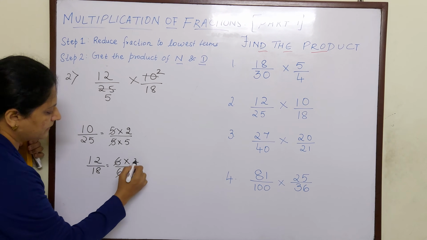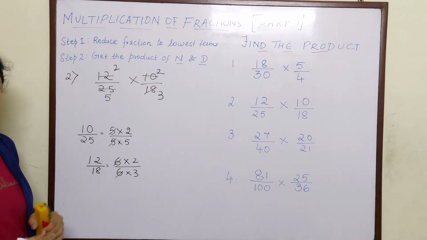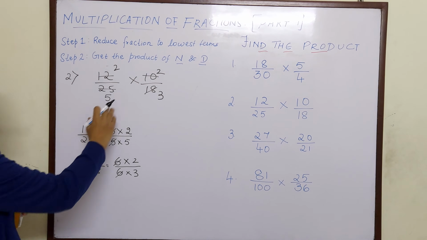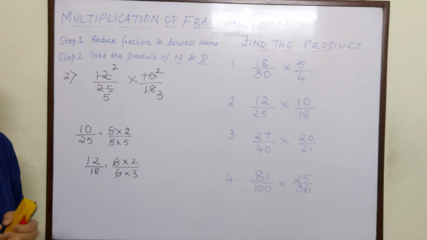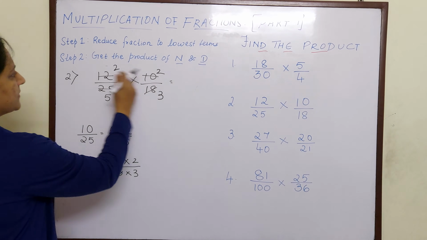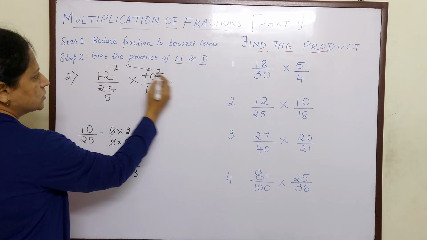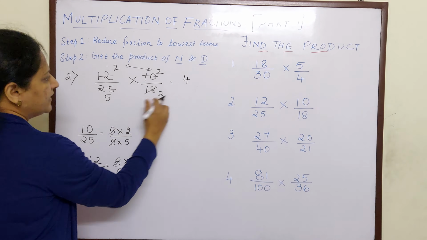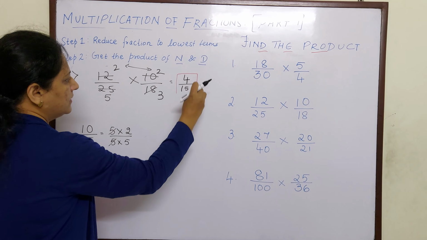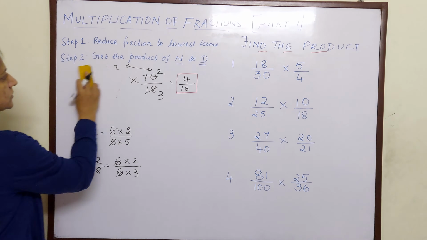So 6 is the common multiple, with 2 and 3 in the numerator and denominator respectively. Now if you see children, 2 is there in the numerator and 5 and 3 are in the denominator. They are all prime numbers. That means it cannot be reduced further. So our next step is to get the product of numerator and denominator. So 2 twos are 4, 5 threes are 15, and this is your final answer. Hope you understood children. Now let us go to the next sum.